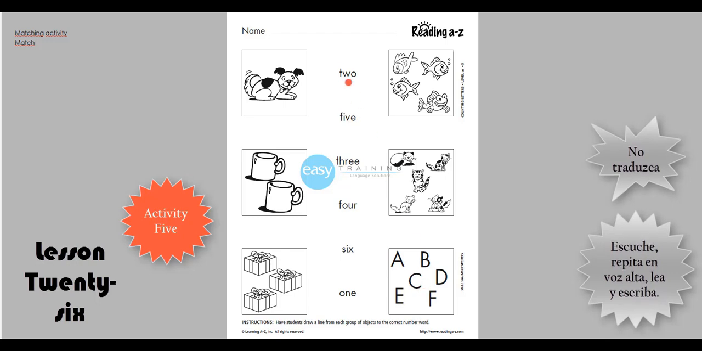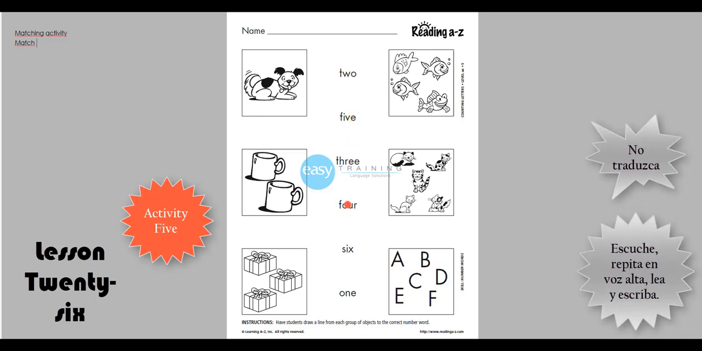And here in the middle, there are words, number words, number 2, number 5, 3, 4, 6, and 1. Number words. I'm going to match the number words to the pictures by drawing lines. I am drawing lines to connect each number word to one picture. Let's do it.